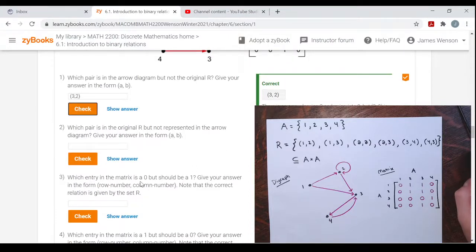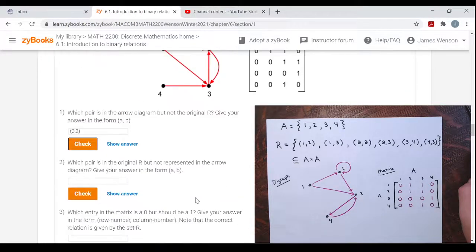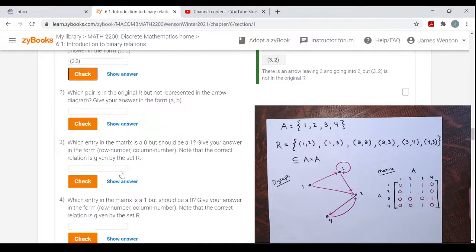Which entry in the matrix is a 0, but should be a 1? And they want you to enter it in the form parentheses, row number, all right, so I'll show you how to enter this. Look back up here. My matrix looks like this. See, their 2, 2 is wrong. Their second row, second column should be a 1, but it's a 0. So I put in parentheses 2 comma 2. They want row number comma column number in parentheses like that.